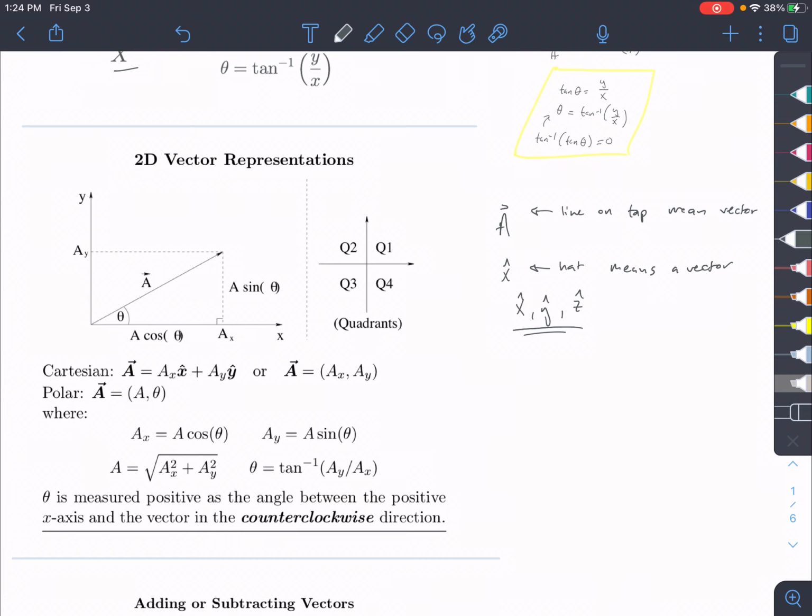Okay, so there is a Cartesian representation, which means that we have things in the x, y, and z direction. Then there is also something called a polar representation.